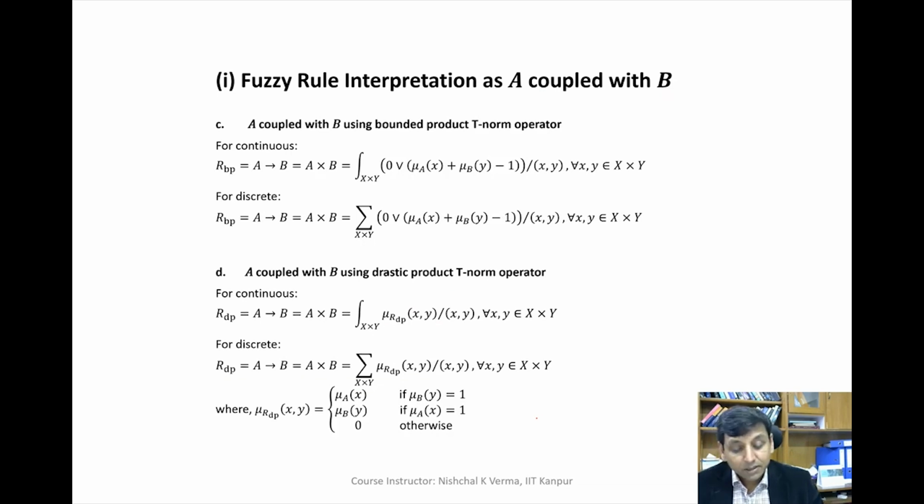Similarly, when we take the bounded product T norm, we use this formula. We have already done this when we discussed all the T norm operators. So for the bounded product of mu A of x and mu B of y, we write the max in between 0 and mu A of x plus mu B of y minus 1. Similarly, when we have a discrete fuzzy set, we write it this way.